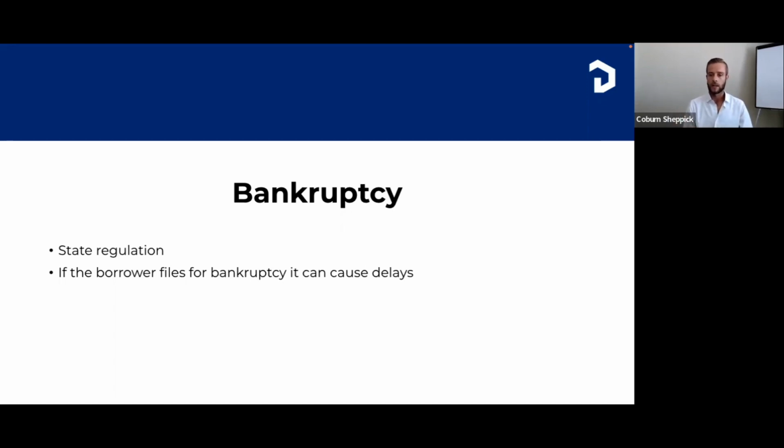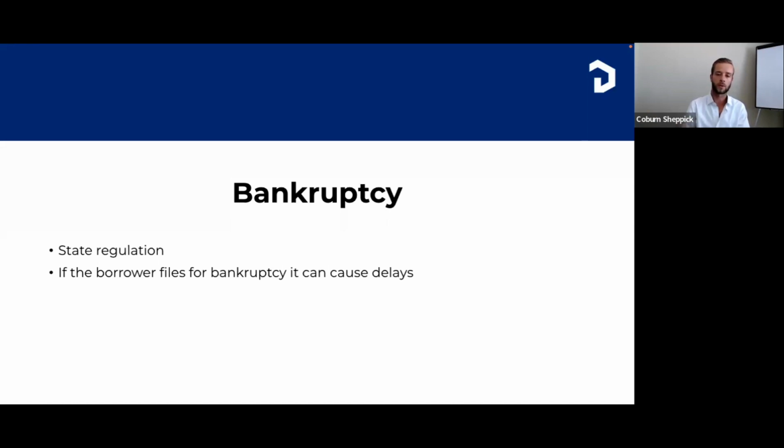This would delay the process of foreclosure. So big commercial developers, bankruptcies happen in this business, unfortunately, and they use this as a tactic to get out of debt. And the biggest investors in the world have experienced this, and unfortunately, it's just part of this business.